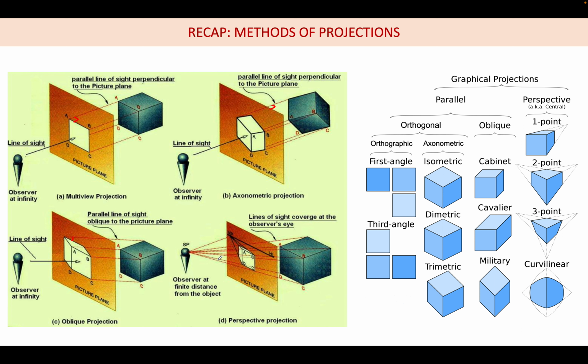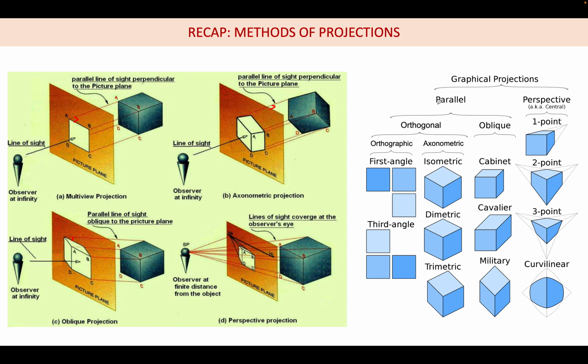The last one is called perspective projection. Here the projectors are convergent to the observer. So you can see the projectors are arising from the various points on the object, and they are converging towards the object. So here you can see the summary of the different projections.